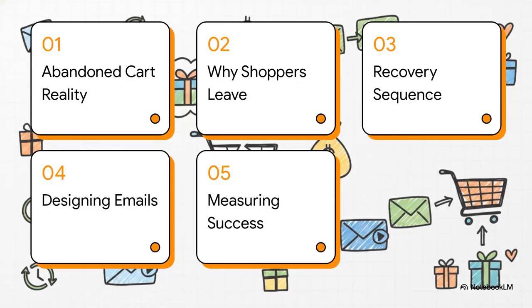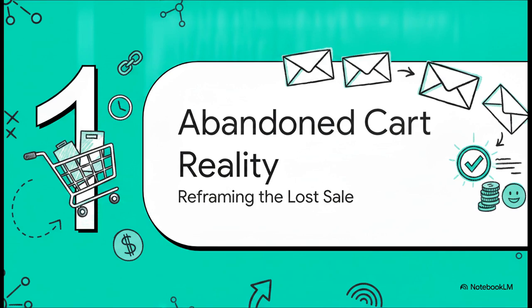So, to get those folks back, we're going to follow a 5-part blueprint today. We'll start with the abandoned cart reality, then look at why shoppers leave, break down the 3 email recovery sequence, jump into designing high-converting emails, and finally wrap up with measuring and maximizing success. Let's kick things off with Section 1, the abandoned cart reality, and how we actually reframe that lost sale.